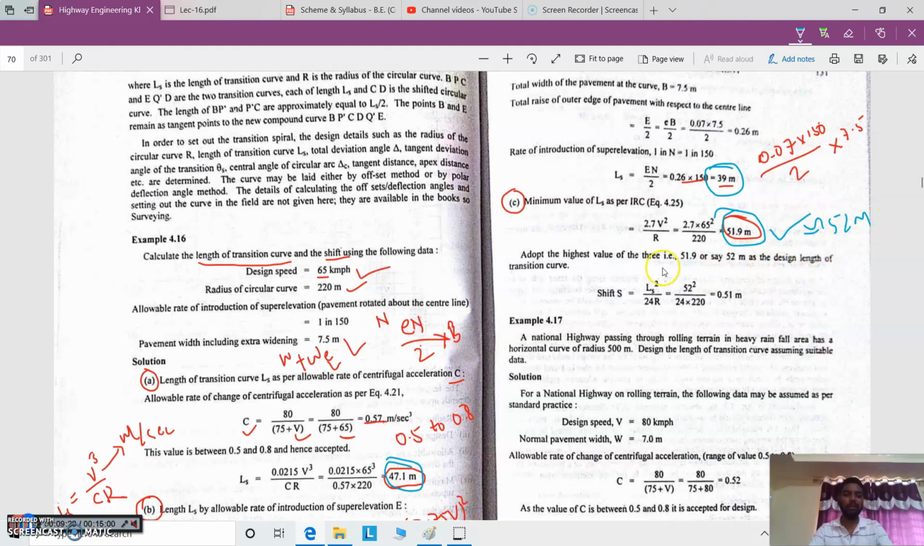The design length of transition curve for the speed of 65 kmph for the radius of circular curve 220 meter is 52 meter. So in the question the length of transition curve is calculated, and they ask you to calculate the shift. The shift is calculated by substituting the calculated length of transition curve: 52 square divided by 24 into 220 radius. So you are getting the shift of 0.51. This is how we have to solve the problems on the transition curve provided on horizontal alignment.